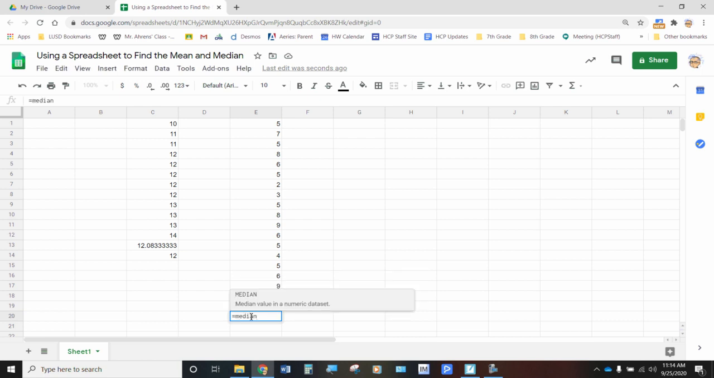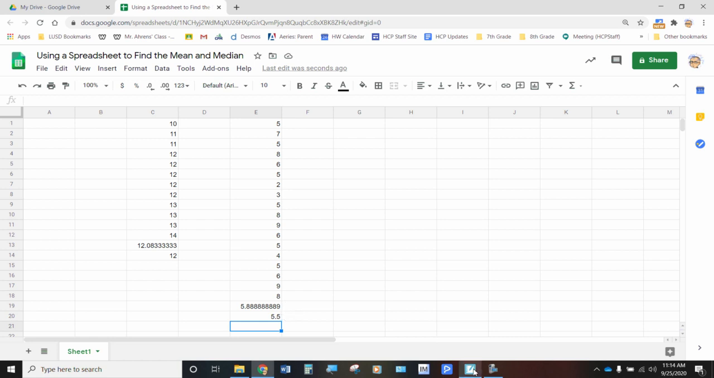Equals median of cell E1 to E, what was the last one in there? Was that a 19 or was it 18? I think it was 18. 18, right? That's 18, yeah. So the median would have been 5.5.